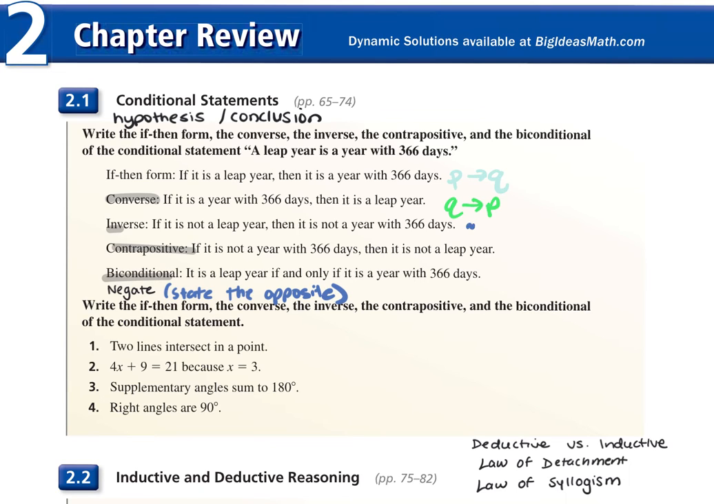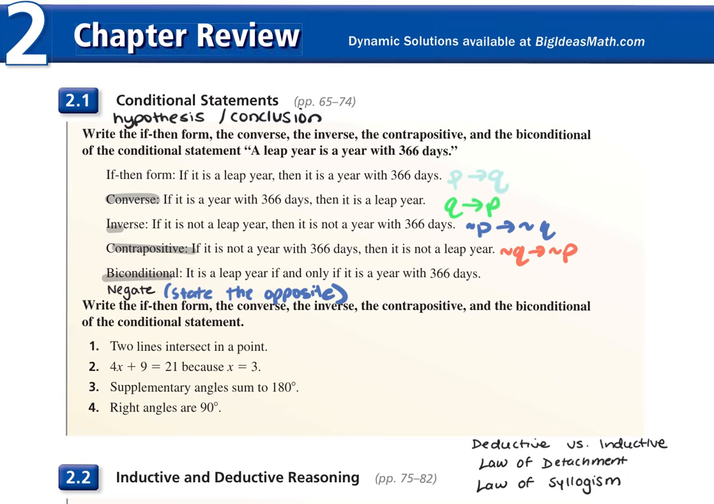So the inverse, we negate the if and we negate the then. So if it is not a leap year, then it is not a year with 366 days. The contrapositive, we flip the order and negate it. So it's not Q and not P.